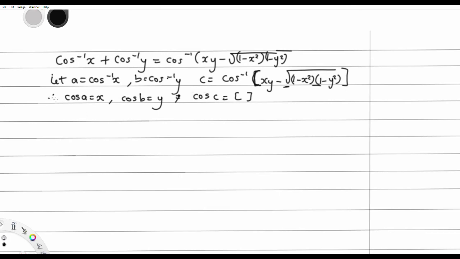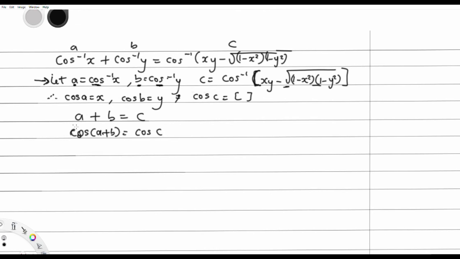So since we have this, the implication of this third line is the implication of this second line. But the implication of this second line is that, from what we have here, since a equals arc cos x, b equals arc cos y, and c equals this, we can then say a plus b equals c, isn't it? This is a, this is b, and this is c from what we have just done in this second line. So since we have this, it also means that cos a plus b equals cos c.